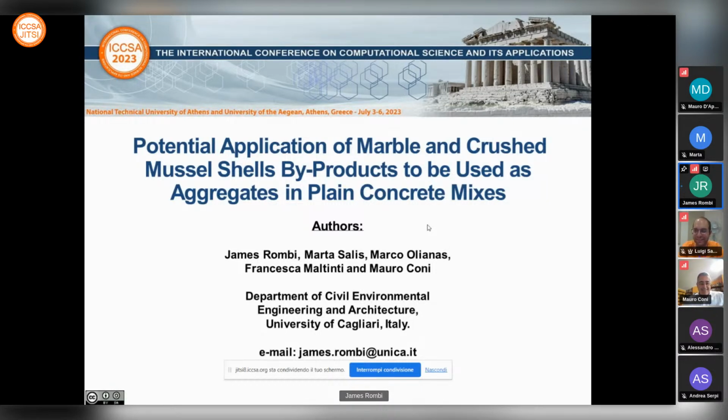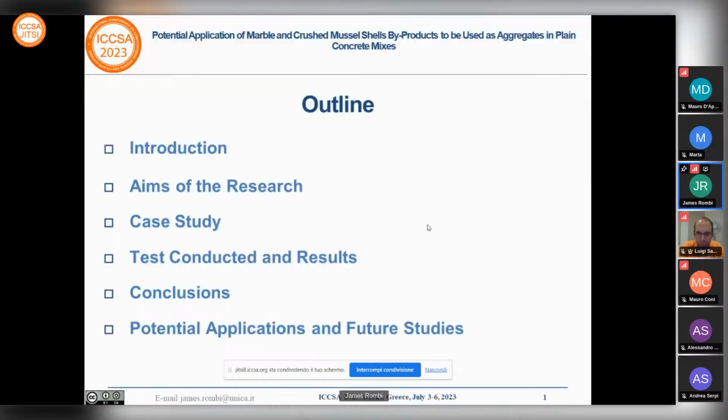Good morning, everyone. The title of my presentation is Potential Application of Marble and Crushed Mussel Shells Byproducts to be used as aggregates in plain concrete mixes. Before I start, I would like to acknowledge my colleagues that work with me on this research: Marta Salis, Marco Lianas, Francesca Martinti, and finally Mauro Coni. The following slides will cover a short introduction, the aims of the research, the case study that we conducted, tests and results, conclusions, and finally potential applications and future studies.